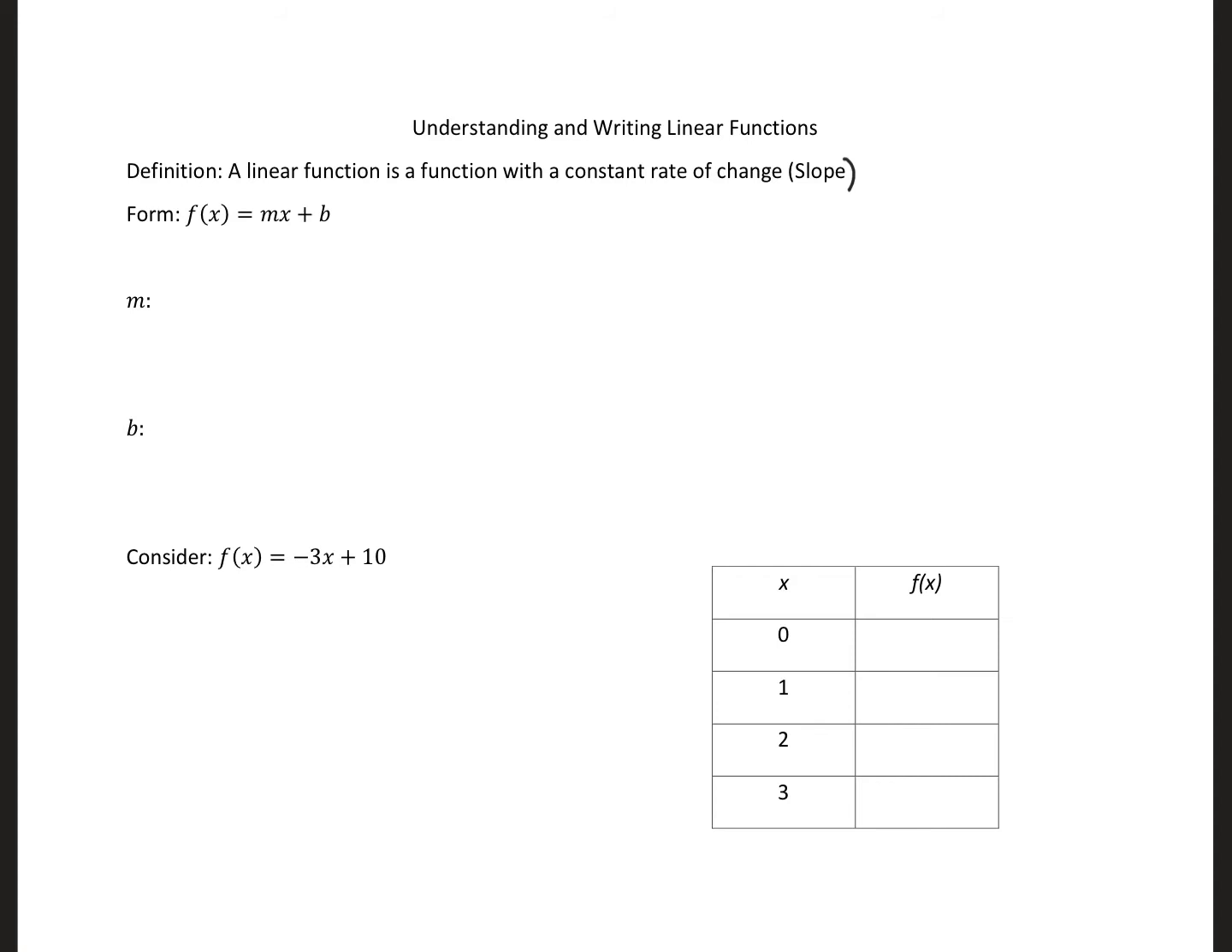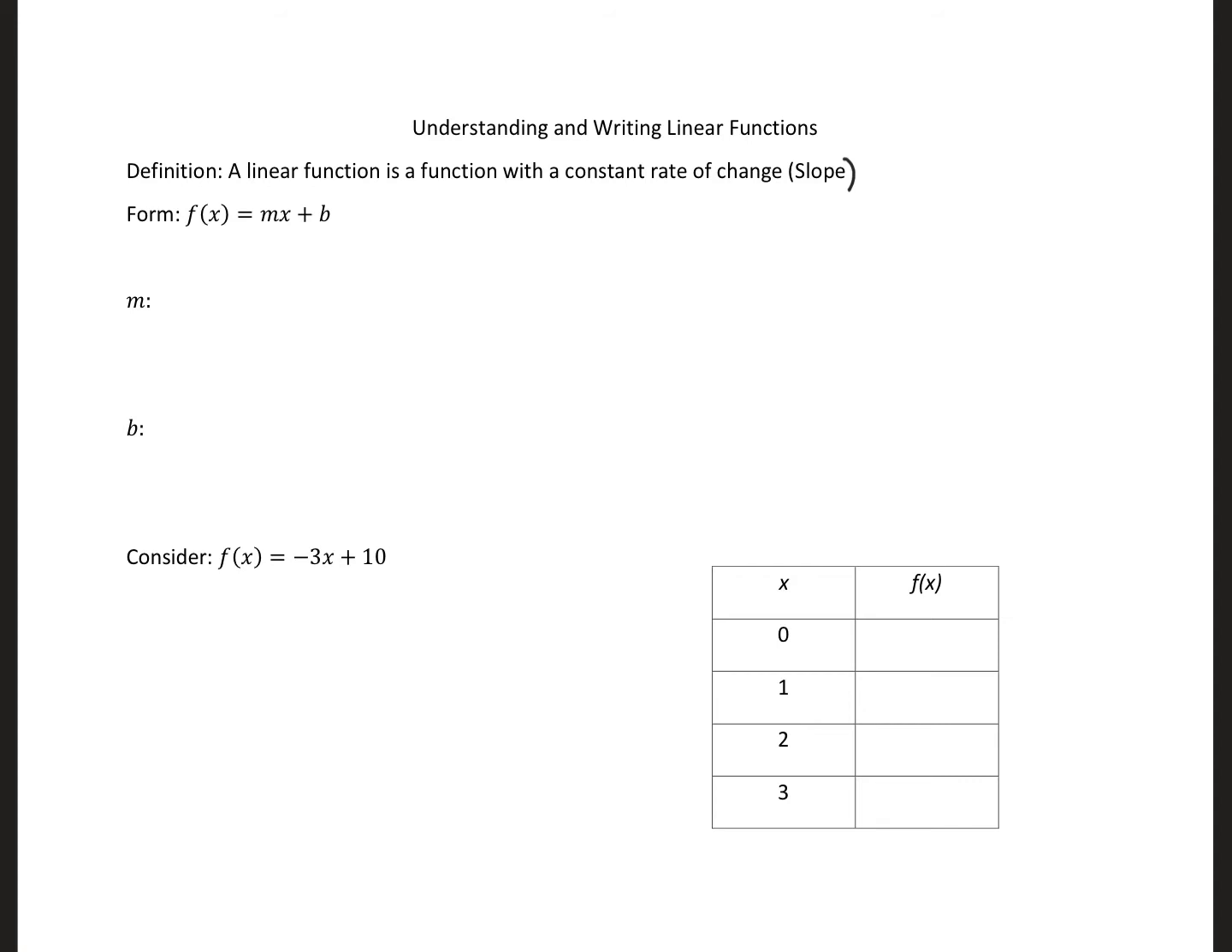Previously, we talked about average rate of change, but in this case, the rate of change for a linear function never changes between any 2 points. So we say it's constant. That is what we think of as the common term slope.